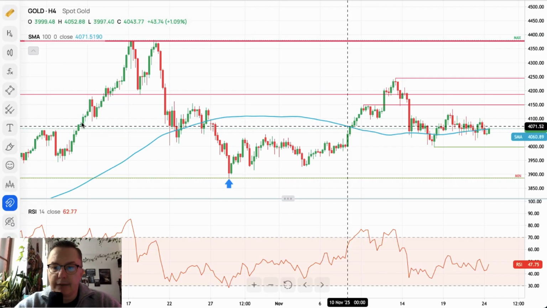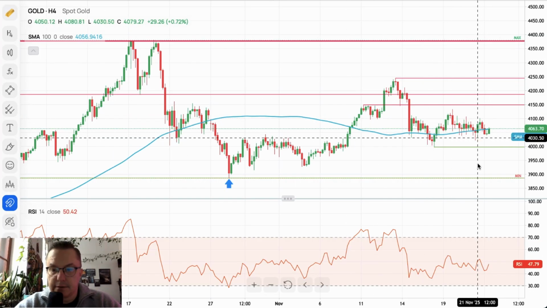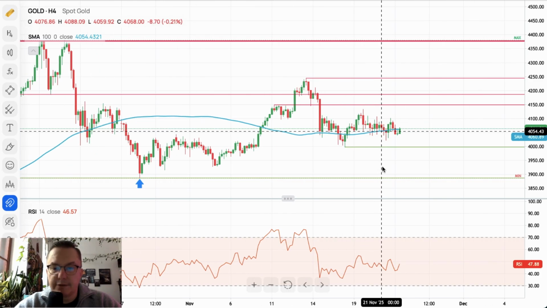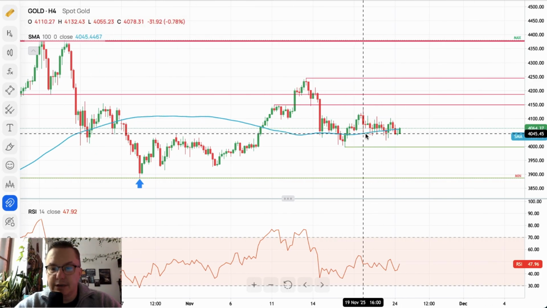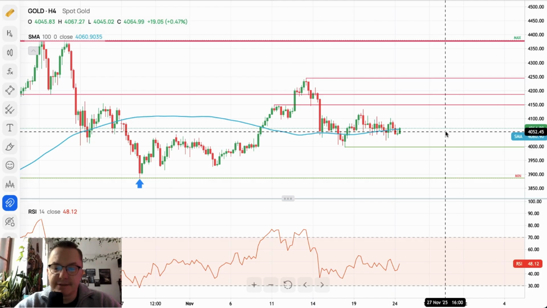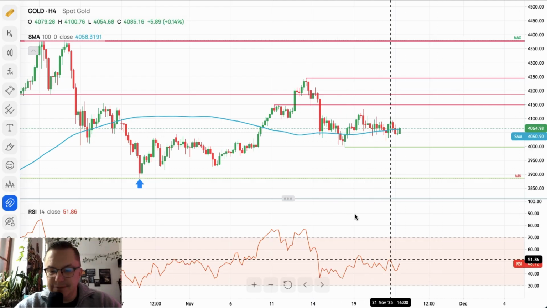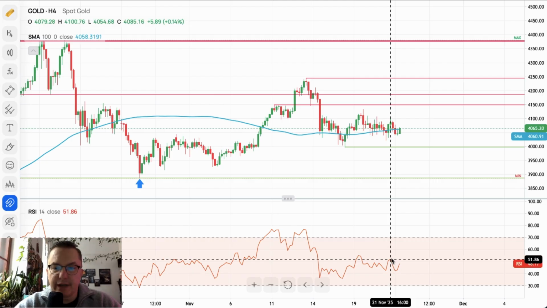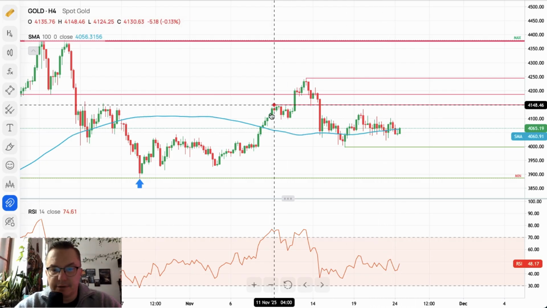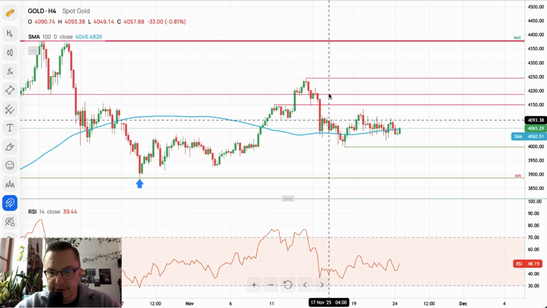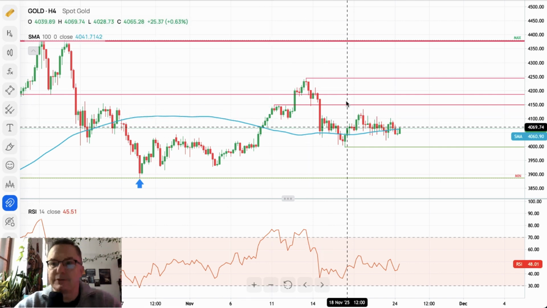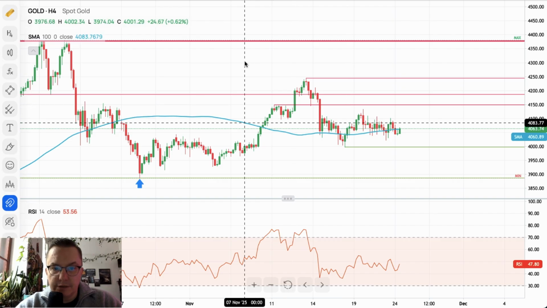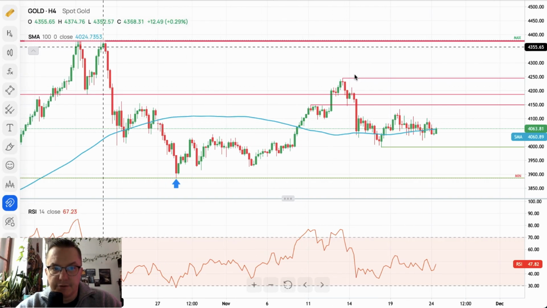Gold market after the weekend doesn't do much. No movement, no volatility. We are trading around the 100 periods moving average, which is 4,060 per ounce of gold, just a little bit below the level of 50 on the RSI. We are still waiting for the breakout above this technical resistance level. We spoke about them many times before. There is nothing new.